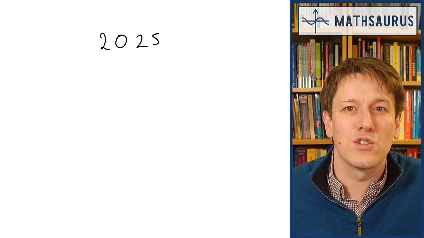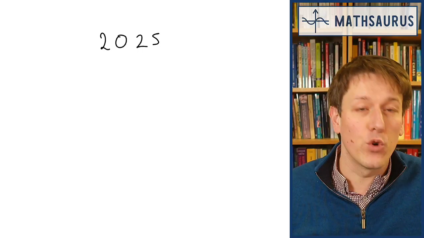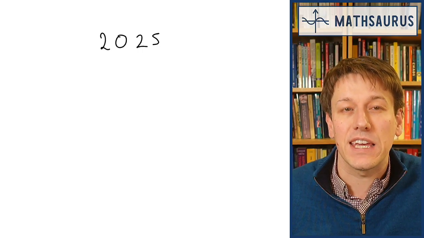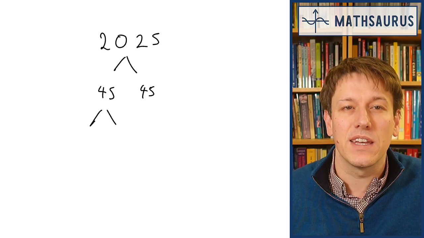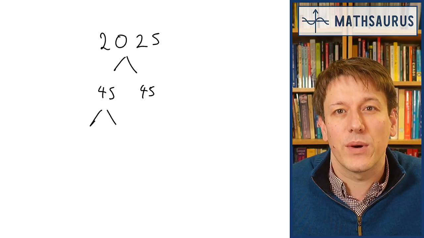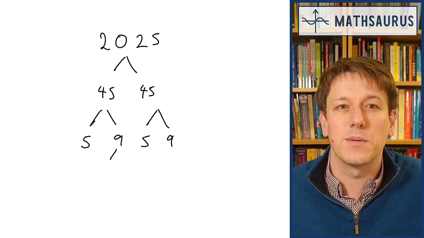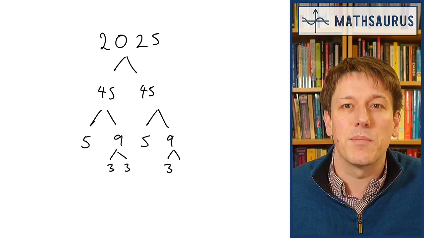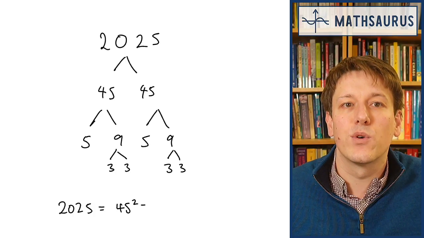Because maths challenge questions always contain the current year in some form, we should know the prime factorization before we go into any maths challenge of the current year. In 2025, we can factorize it as 45 times 45. It's a square number. There are going to be lots of interesting questions this year. And 45 is 5 times 9, so I've got 5 times 9 times 5 times 9, and the 9s become 3 times 3 each. So we've got that 2025 is 45 squared.